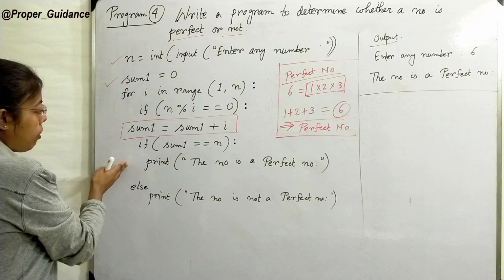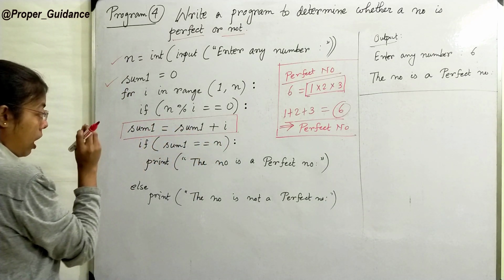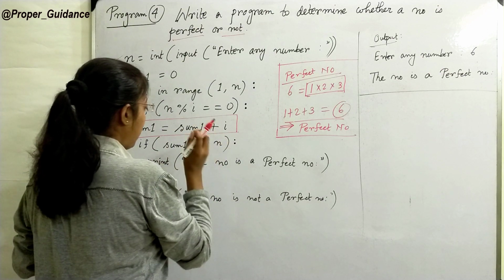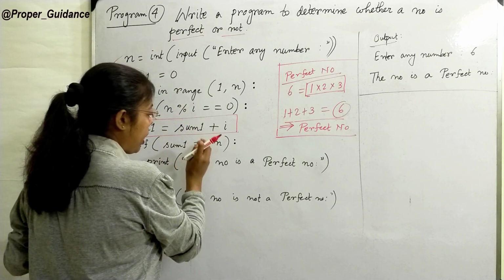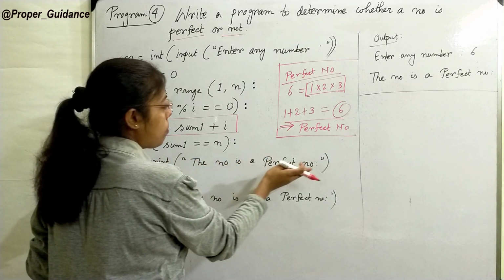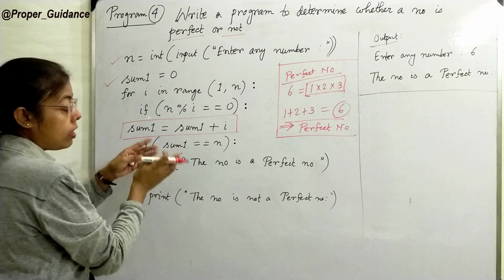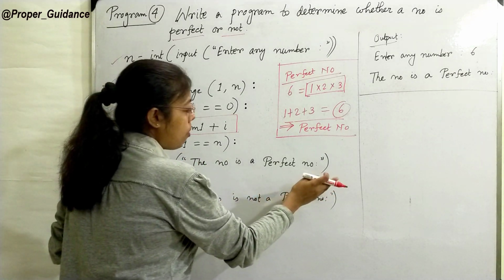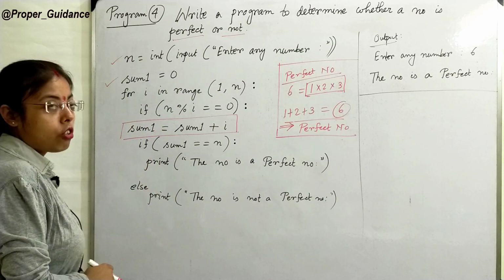Clear? Now, if sum1 equals n: the ultimate value of sum1 after executing the for loop and the if statement. If that value of sum1 is equal to the given number n, then print that the number is a perfect number. Else, if the ultimate value of sum1 is not equal to the given number, then we will print that the number is not a perfect number. So this is the program to determine whether a given number is perfect or not.